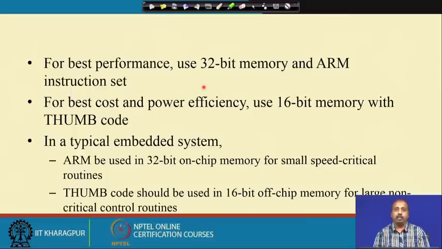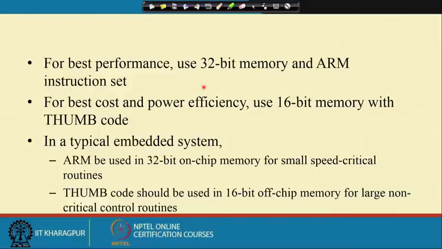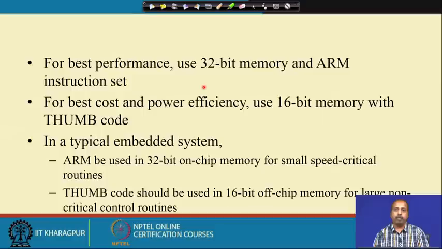On the other hand, if you are looking for best cost and power efficiency, then we should go for 16 bit memory with thumb code, because power consumption will be less. The memory bus size and all those things will be less, and the memory space required will be less. So the cost of the system will come down.